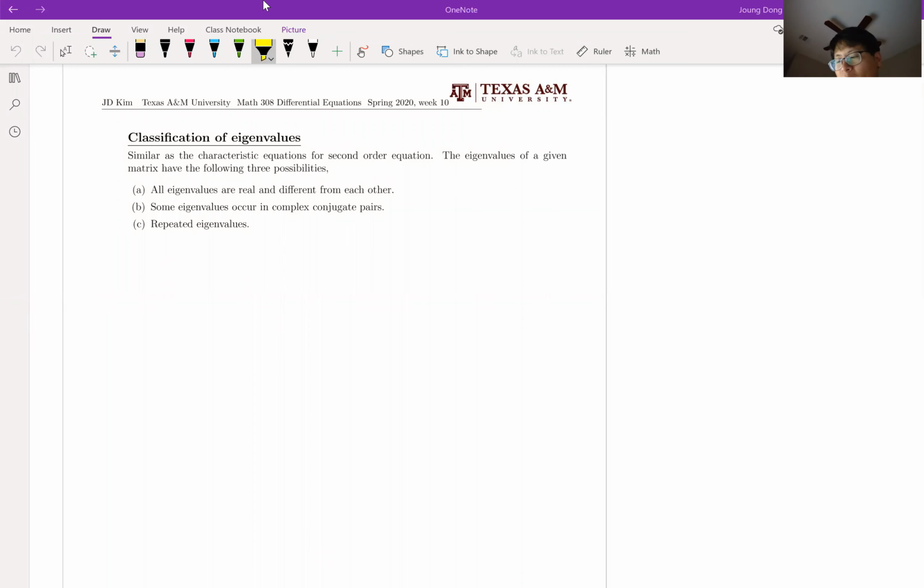Hi. Before starting section 7.6, which is complex eigenvalues, let me classify the eigenvalues. First of all, in the previous section, 7.5, we talked about the case where all eigenvalues are real and different from each other. In section 7.6, we're going to talk about a complex conjugate pair as your eigenvalues. And in section 7.8, we will talk about repeated eigenvalues.